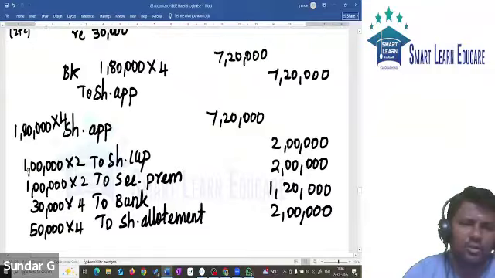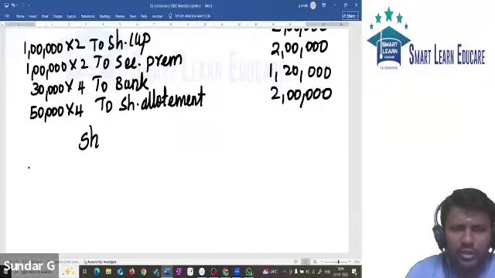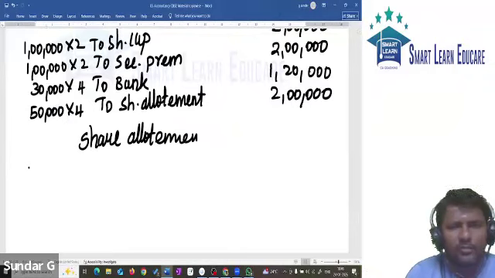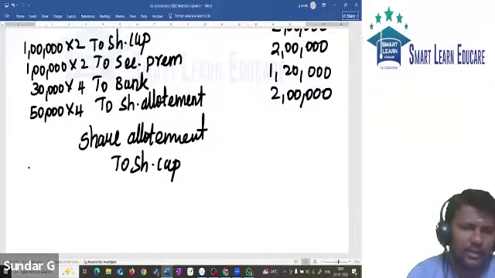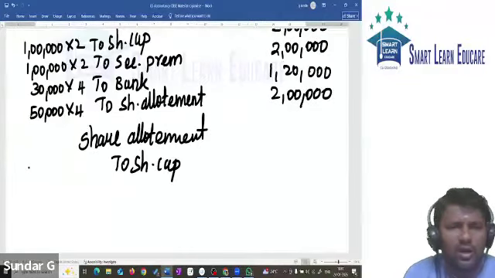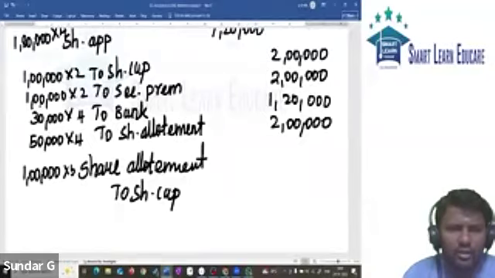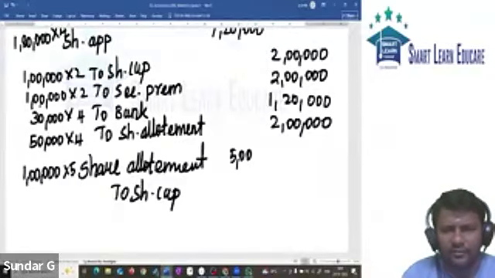Next, application is over. Next, allotment. Share allotment account debit to share capital. How many shares? 1 lakh shares allotted. What is the price on allotment? Allotment is 5 rupees. 1 lakh into 5 will give you 5 lakh.